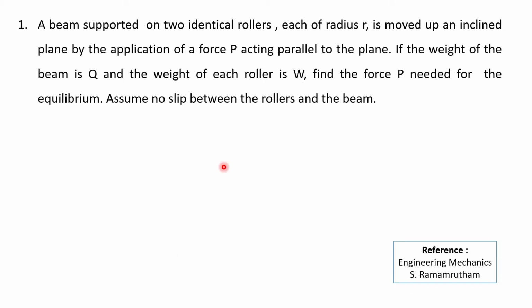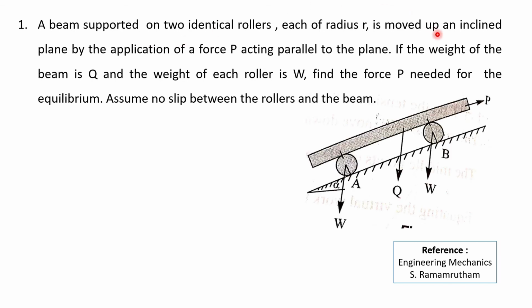Now we have another problem here, that a beam supported on two identical rollers, each of radius r, is moved up an inclined plane by the application of a force P acting parallel to the plane. If the weight of the beam is Q and the weight of each roller is W, find the force P needed for the equilibrium. Assume no slip between the rollers and the beam. So frictional force we have to neglect.